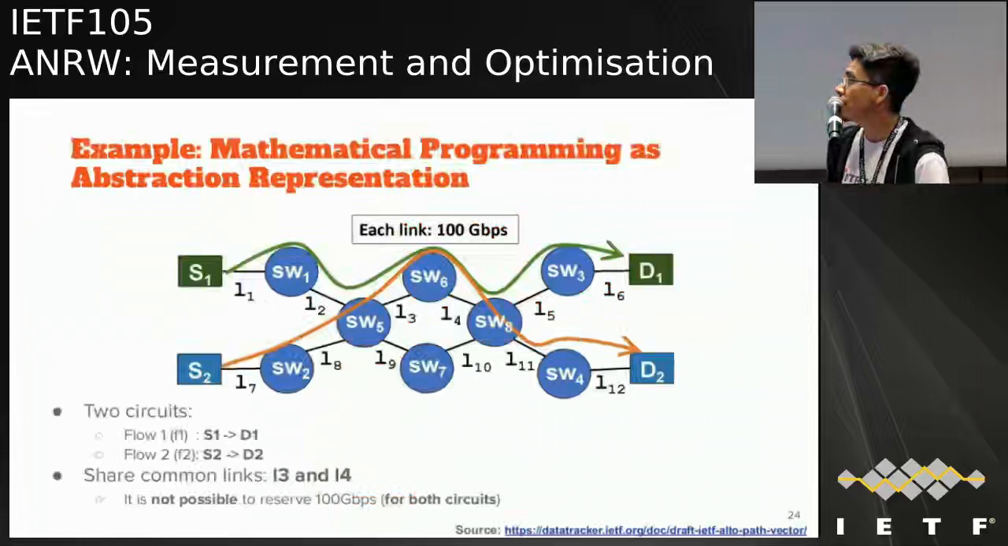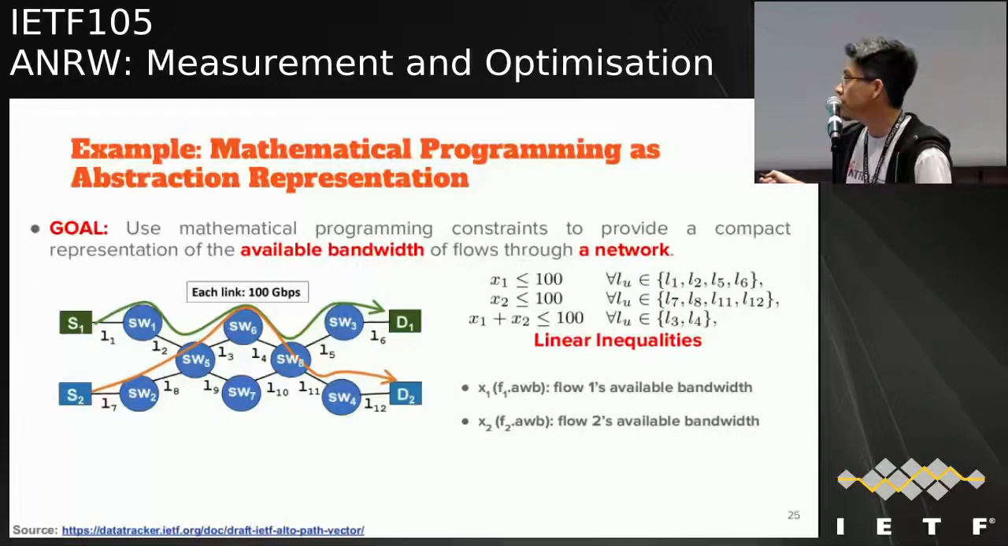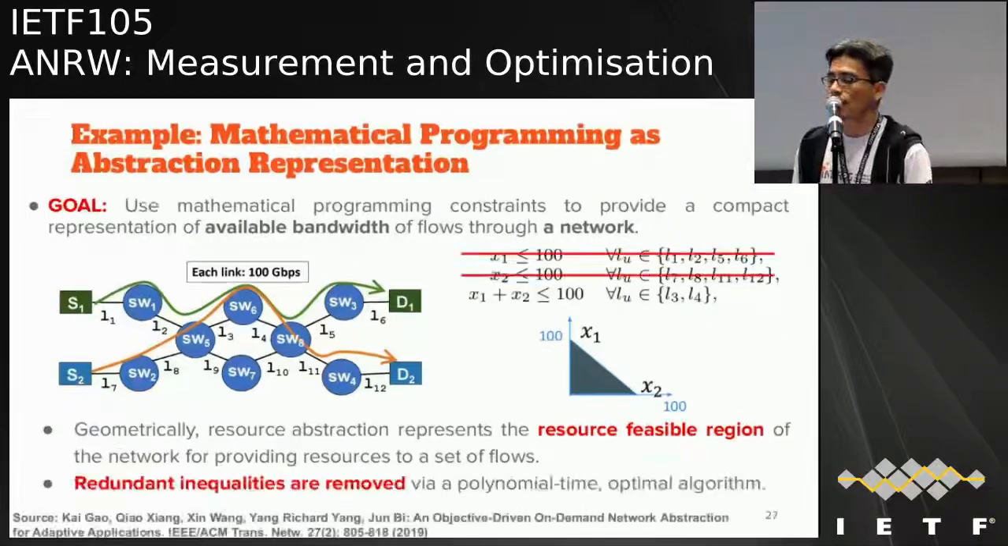To give an illustrative example, here we have a user that wants to request two circuits, for example, from source 1 to destination 1 and from source 2 to destination 2. Both circuits share common links, link 3 and link 4, so it is not possible to reserve 100 gigabits for both circuits. Using the mathematical programming constraint, we can generate linear inequalities to provide a compact representation of the available bandwidth of flows through a network. For example, here, X1 and X2 represent the available bandwidth for flow 1 and flow 2 respectively. So this resource abstraction represents the resource feasible region of the network for providing resources to a set of flows. As such, some linear inequalities can be redundant. The redundant inequalities are removed using a polynomial time optimal algorithm.